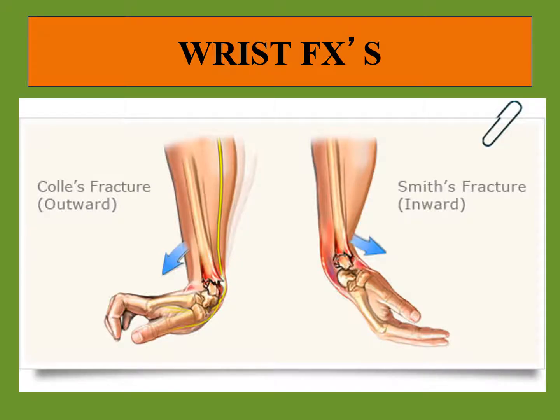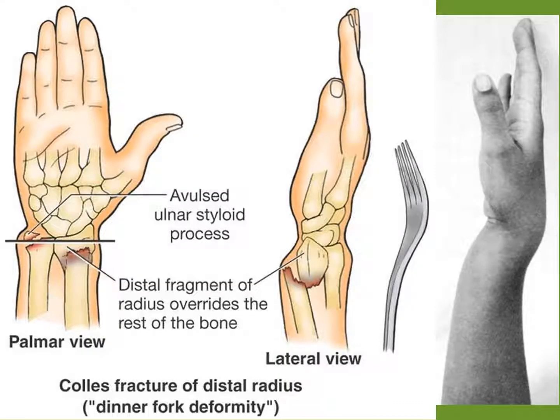Here is showing the mechanism of injury for the Colles fracture on an extended wrist or the Smith's fracture on a flexed wrist, so that you have that visual. Here's another picture of a Colles fracture. You see the palmar view where you can see that the ulna is also involved in this fracture, and then you can get the real view of the silver dinner fork deformity when you see the lateral view of the Colles fracture. Again, this is a fall on an outstretched extended wrist.